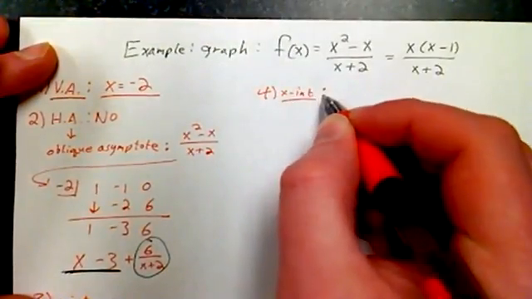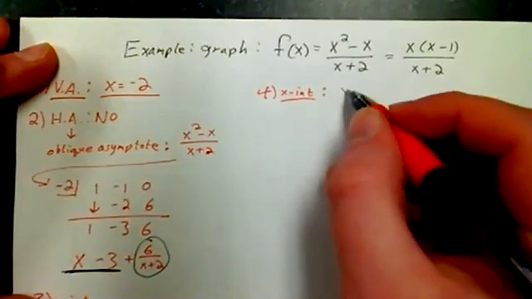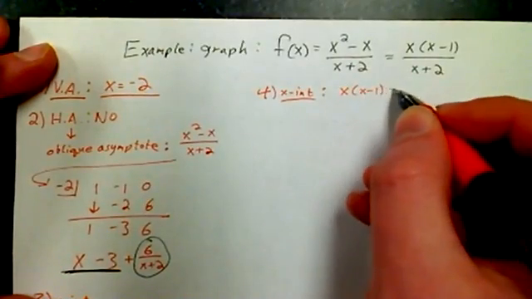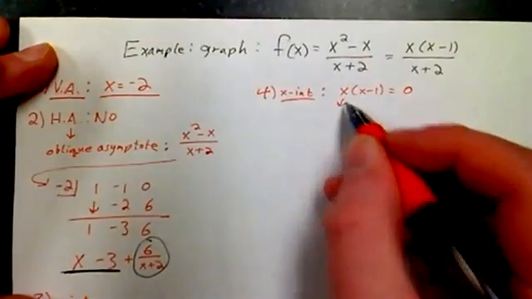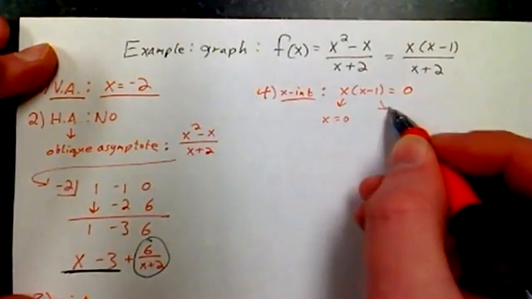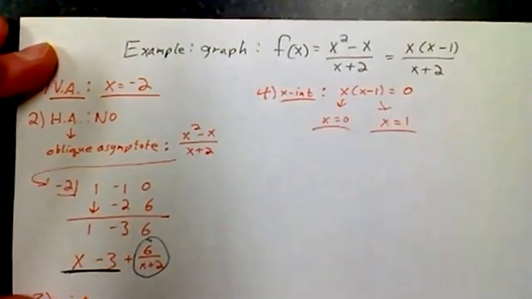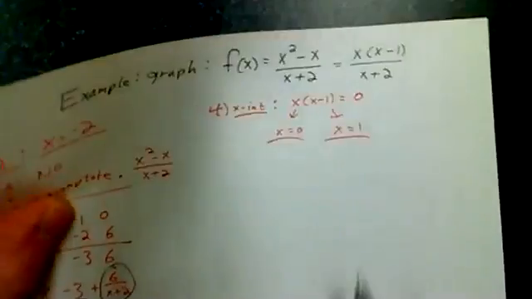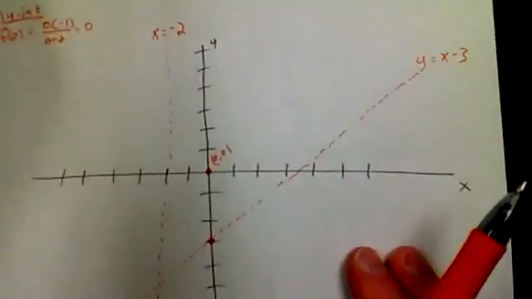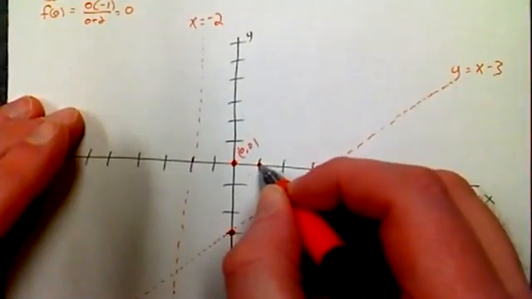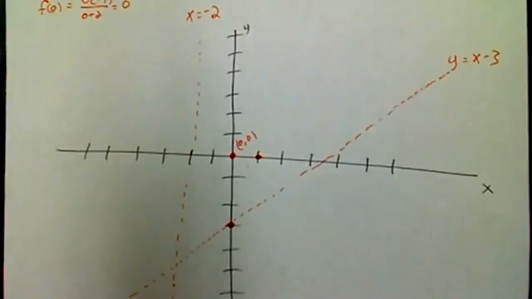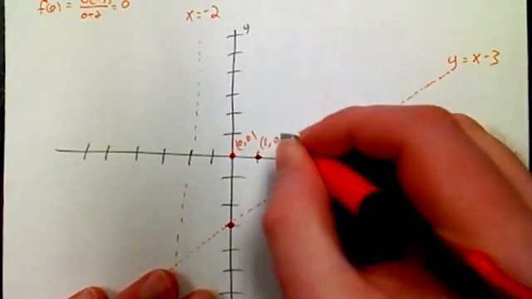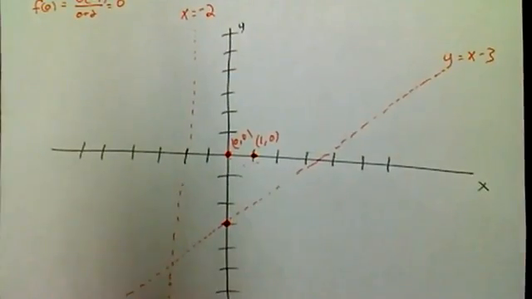We know we can just set the top equal to 0. So x times x minus 1 is equal to 0. Well, two cases: x equals 0 or x equals 1. I actually have one of these already with the 0, 0 down here, but I also have the point 1, 0 apparently. So that's going to be right here. Okay, so that's the point 1, 0. So I got my x-intercepts and my y-intercept.